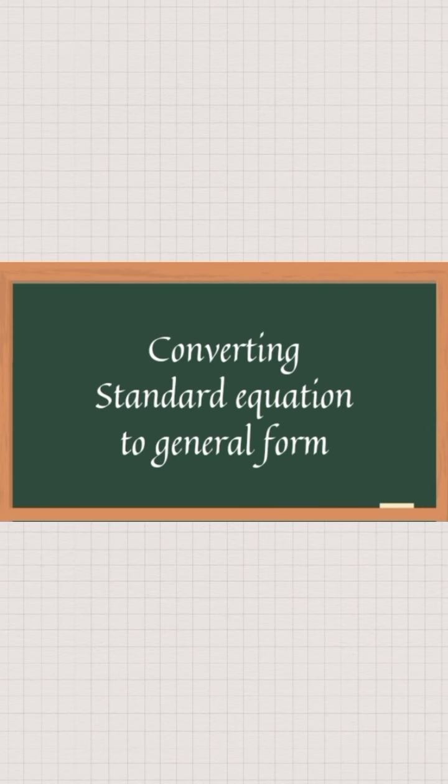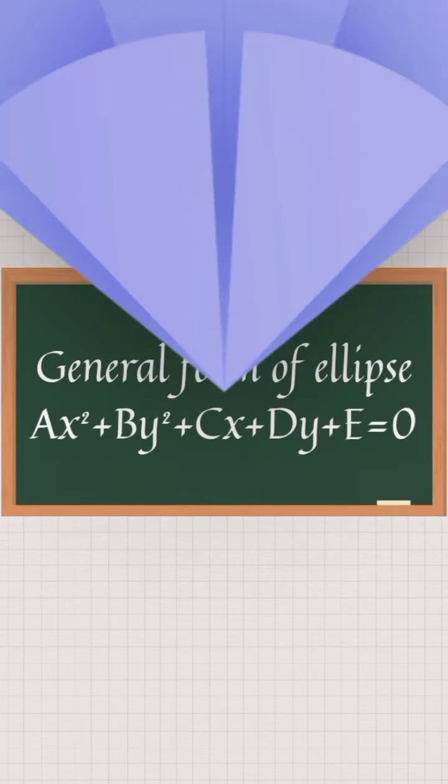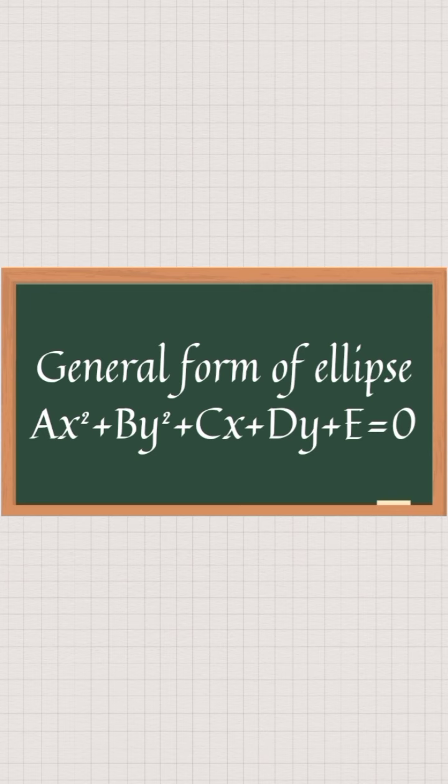Converting standard equation to general form. Hi mga ka-planet! So today, I'm going to teach you how to convert standard equation of ellipse to general form. Pero bago nyan, alamin muna natin kung ano ang general form ng ellipse. The general form of ellipse: ax squared plus by squared plus cx plus dy plus a is equal to 0.